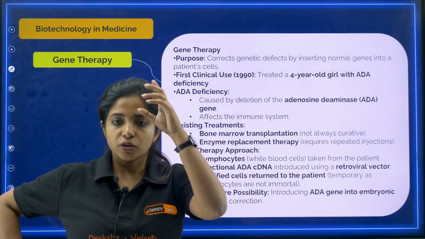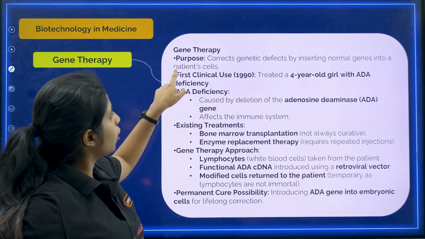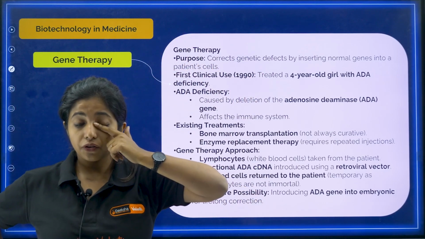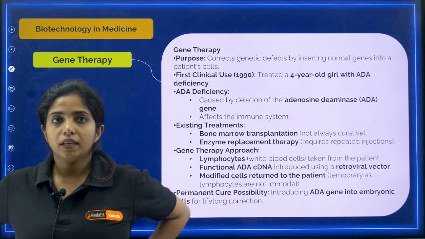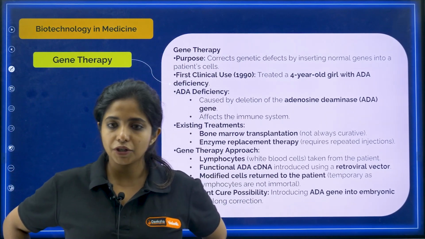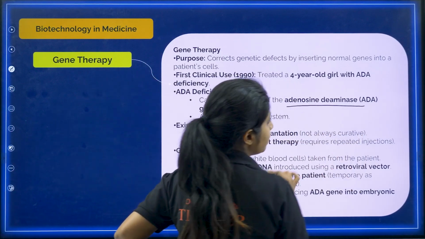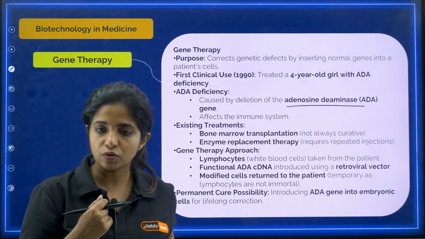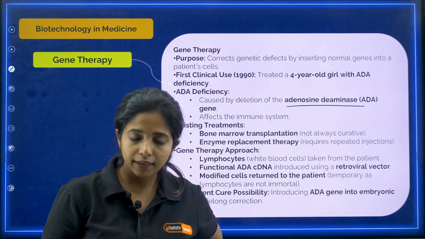In gene therapy, the purpose is to correct genetic defects by inserting normal genes into patient cells. So first thing, my dear children, when did it happen? In 1990, there was a 4-year-old girl with ADA deficiency. ADA stands for adenosine deaminase. Okay, it's an enzyme and this enzyme plays a major role in our immune system. So it is responsible for our immunity and things like that.